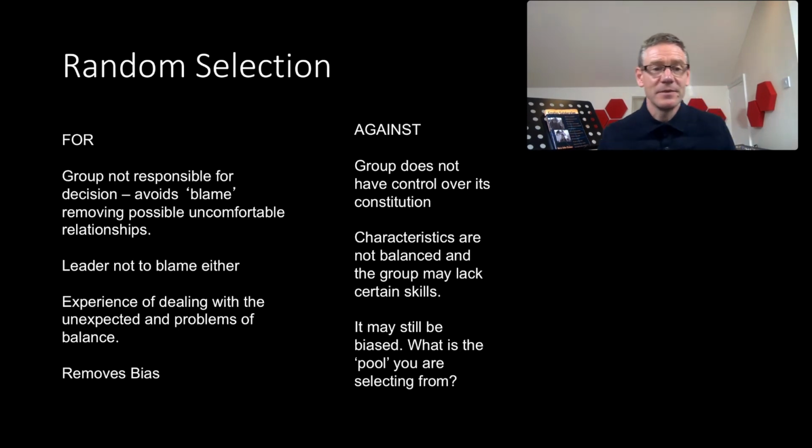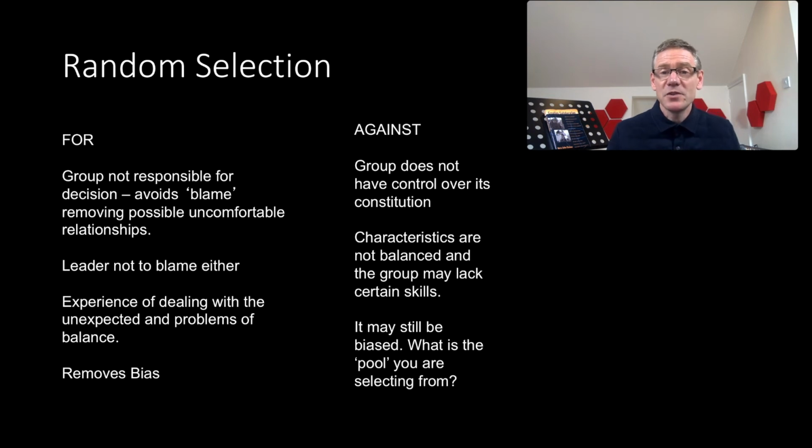Random selection. So picking names out of a hat. So the group's not responsible for the decision, so there's no one to blame. It's random. So it removes that uncomfortable relationship that might be there for people who have selected the choosees and the choosers. Leader isn't to blame either if there is a leader, because they didn't choose. The experience of dealing with unexpected problems could be a benefit. You don't know who you've got in your group until the group's sort of revealed. That could throw up some really interesting experiences. And of course it removes bias, because you're not selecting, it's random.